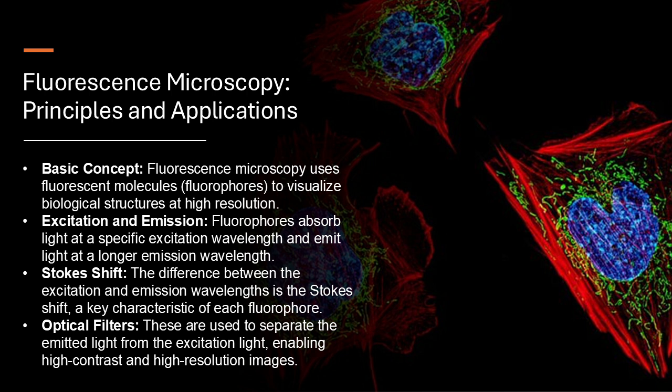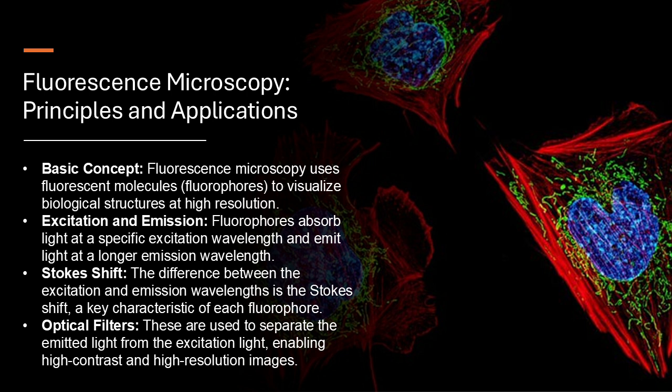Fluorescence microscopy. How does that even work? Well, it all starts with these special molecules called fluorophores. They're like tiny light bulbs that can absorb light and then re-emit it at a different color, creating their own little light show. So they're like nano-sized disco balls inside our cells. That's a great way to put it.